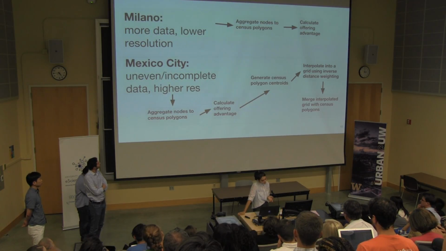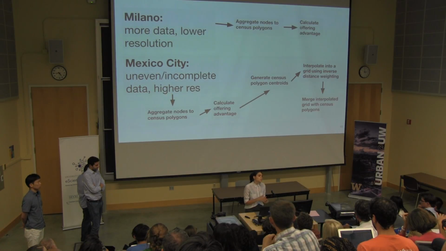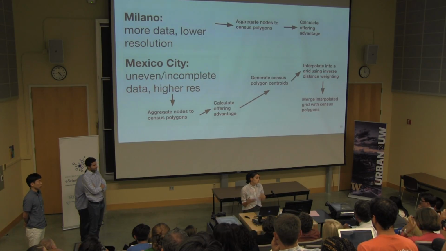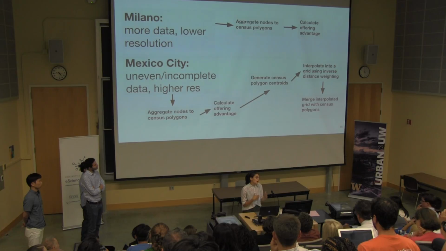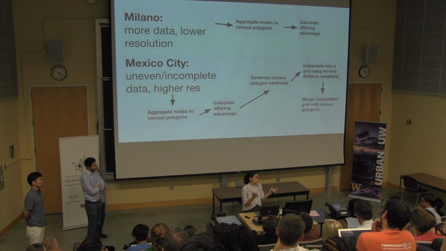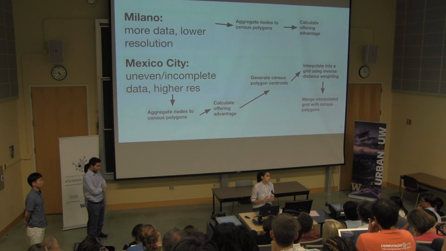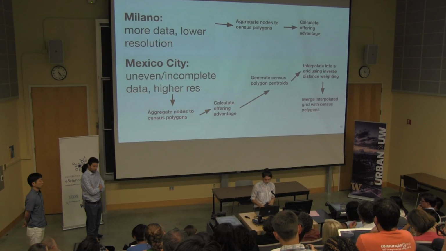So we aggregated the points of interest, we calculated this offering advantage, and then we interpolated across because we had a lot of null values. We calculated the offering advantage values by predicting, or interpolating, using inverse distance weighting, so that we could have values for an offering advantage for the entire city, even if the data was uneven.